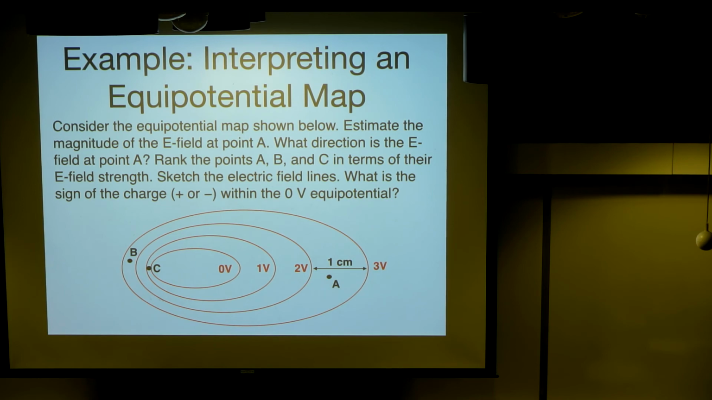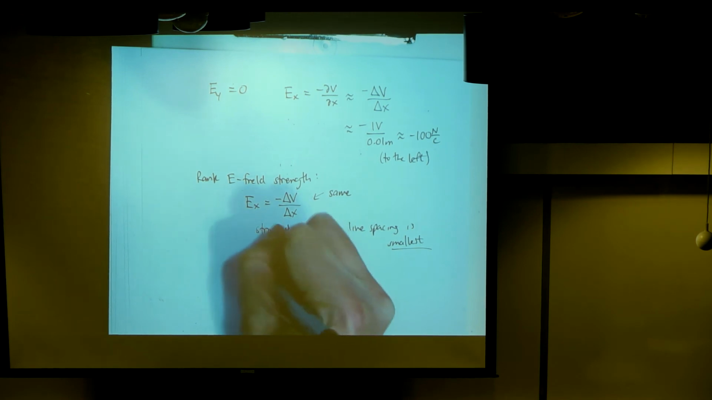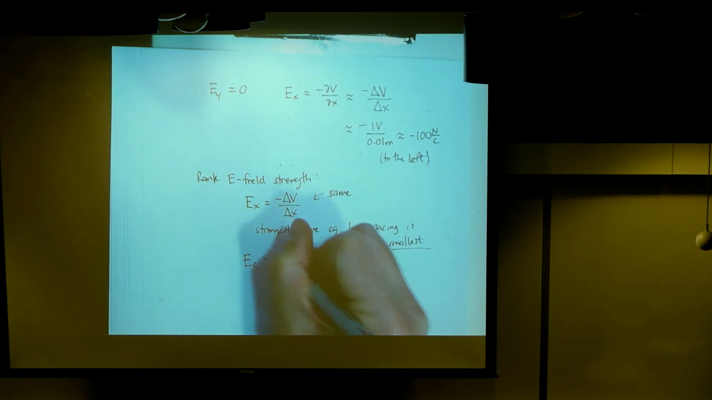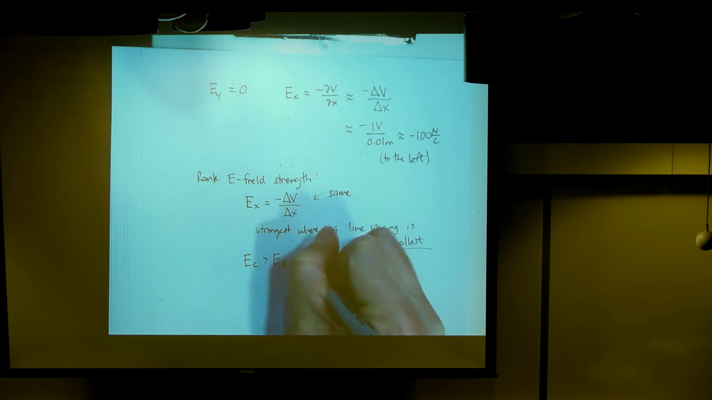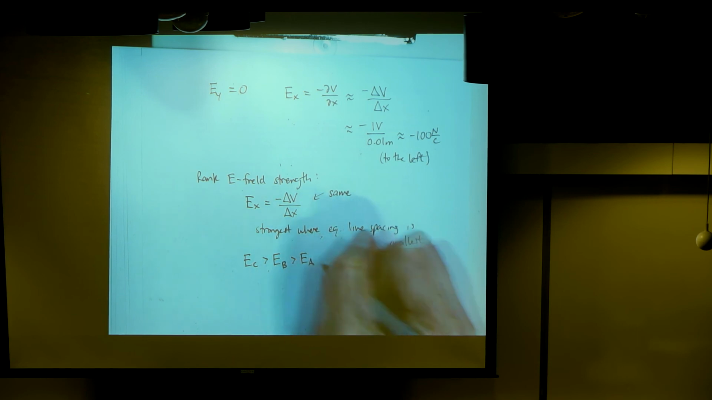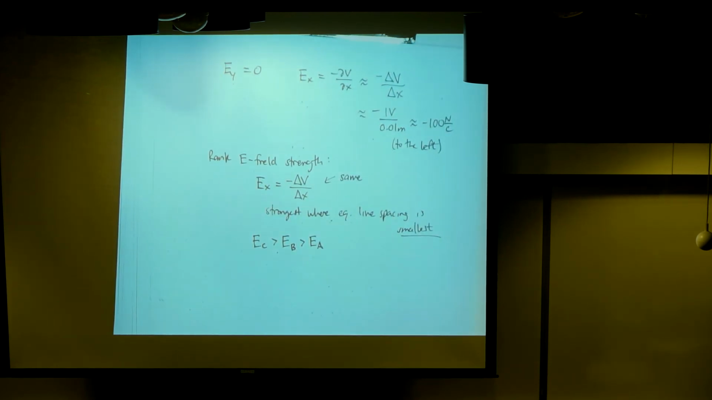So just CBA, right? So let's actually just write that down. The E field strength at point C is bigger than the E field strength at point B, which is bigger than the E field strength at point A. That's the ranking we would attribute to this, okay? All right, does that make sense, everybody? I'm going to flip back and forth between this and the picture, so hopefully you have this down. Let's go back to the picture.